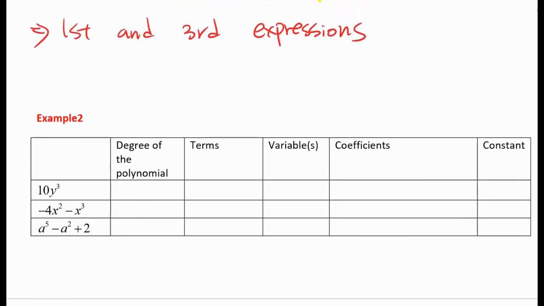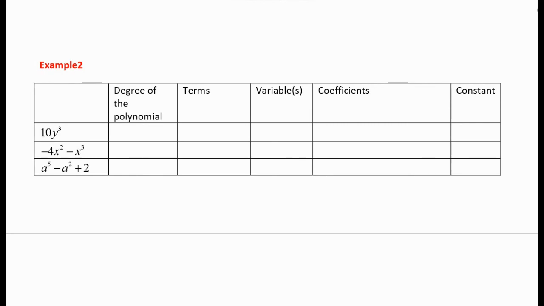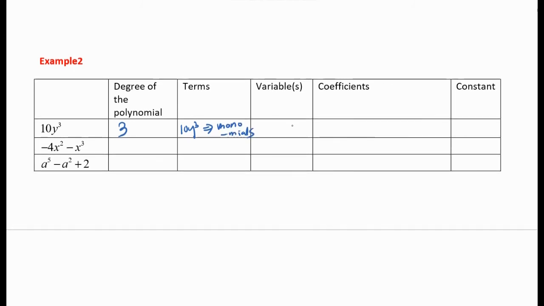All right, let's move on. So let's complete the chart. Here, degree of the polynomial, which is 3. 3 is the highest degree. Terms. So we have one term. Monomial. Variable. This is using y. And coefficient. 10 is attaching to y cubed. Constant, 0.